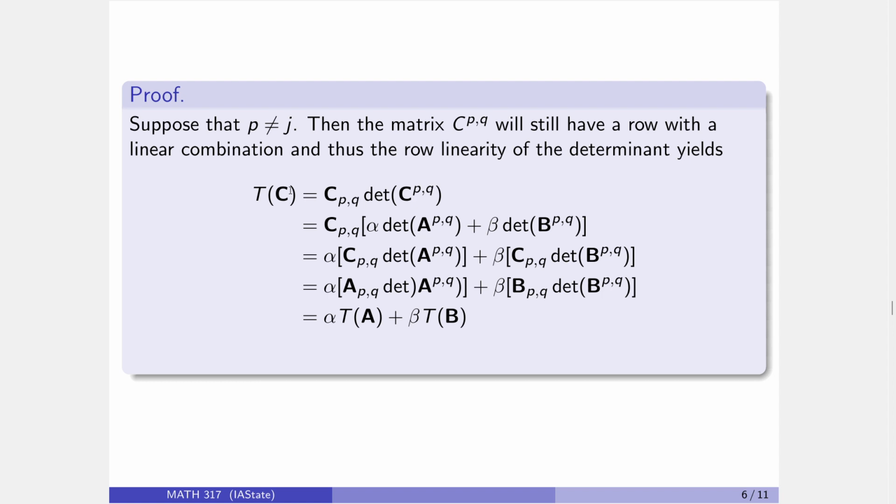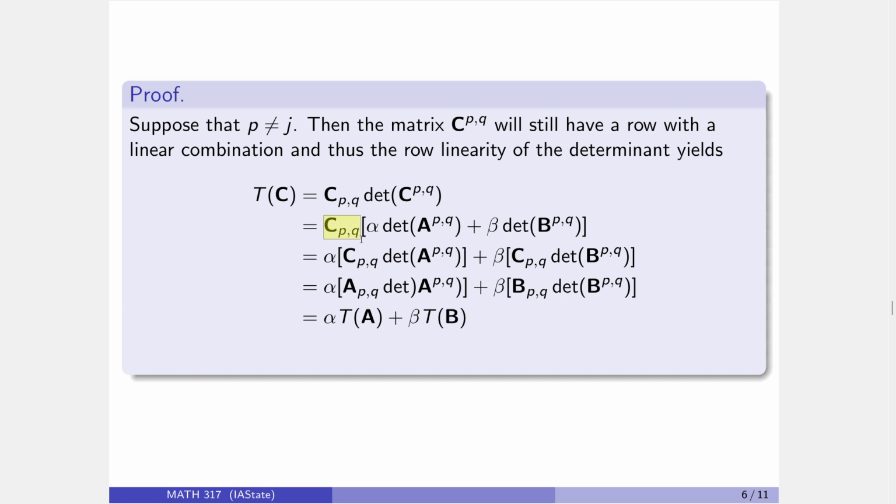Alright, gotta fix this. Then the matrix that is formed by deleting the row and the column of P and Q respectively will still have a row with a linear combo, and thus the row linearity comes into effect, because the determinant of C with row P and column Q deleted will have a linear combo in some row. It may not be J anymore, it might still be J, depending on if we delete before or after J. But regardless, there'll be a linear combo, and so the determinant pulls it apart accordingly.